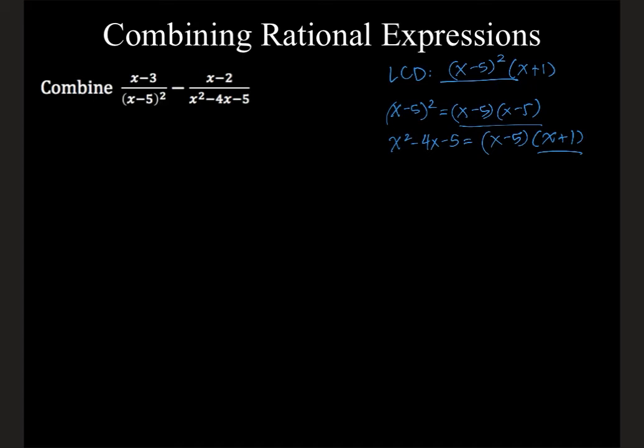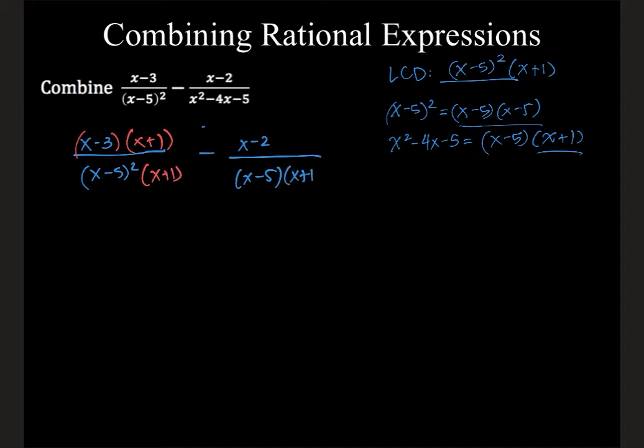And again, what I'm going to do is look at these ones and see what each of them are missing. So originally I have (x - 3) over (x - 5)². In order to get it to our LCD, I need to multiply it by (x + 1) on both the numerator and the denominator. And when we do this, make sure that you put parentheses on the first and the last. So (x - 3) should be in parentheses, minus (x - 2), and I could put the factored version here. We have (x - 5)(x + 1). It was missing another (x - 5), so I'll multiply that to, again, both my numerator and denominator.